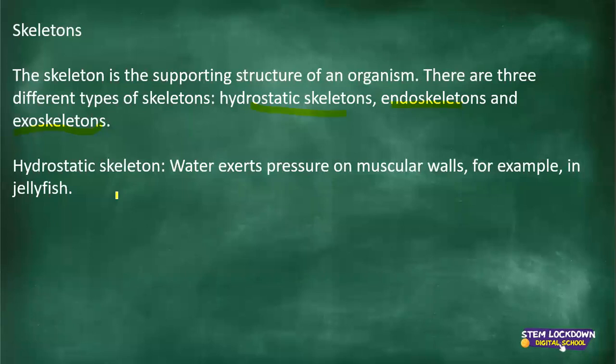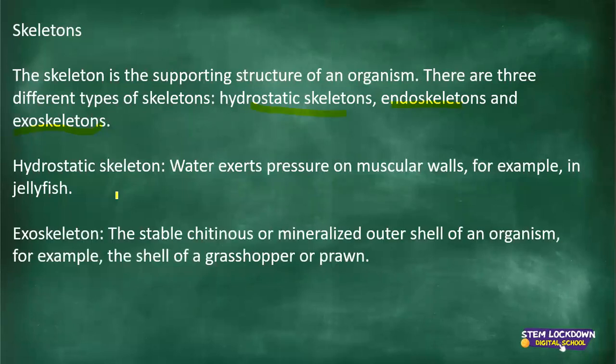And then an exoskeleton, the stable, chitinous or mineralized outer shell of an organism. Shell of a grasshopper or a prawn. So you know those organisms, now you know a grasshopper. It's made up of an exoskeleton. So it has an outer shell, then all the organs are protected inside. Even the prawns, they are very hard. They have a hard shell. Prawns as well as the crab, you know, the shell is hard. And then inside, if you were to open it, you'd find that it's soft and mushy. Understand that? So those organisms have an exoskeleton.